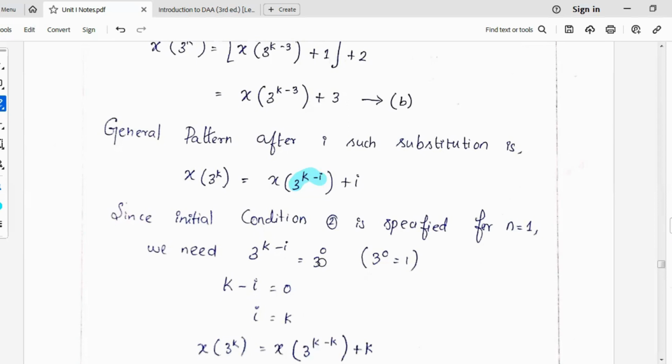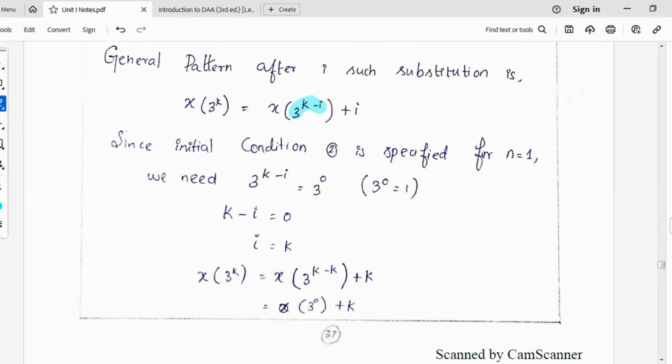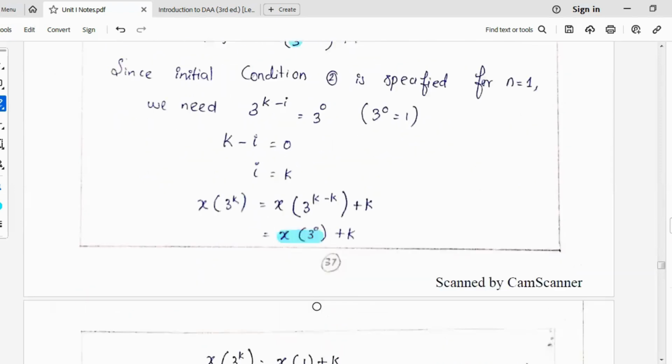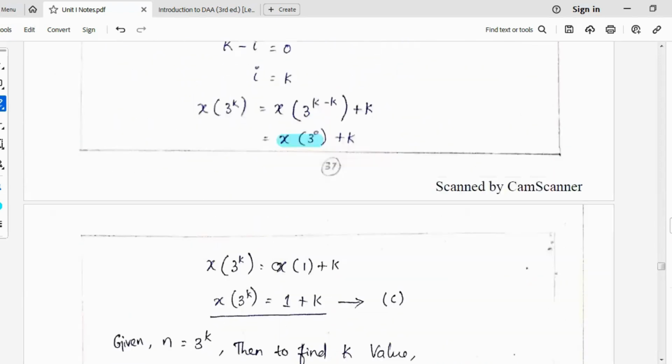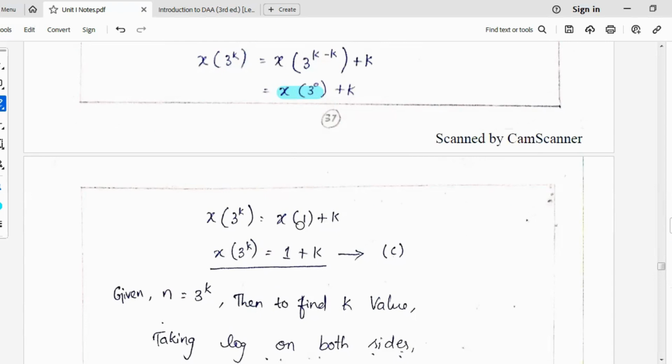So I am comparing this with 3 power 0. So k minus i equal to 0 and the i value will be k. Similar to the previous problem, I can solve this. The x of 1 value is again 1, so by the base condition, I can easily solve the right hand side recurrence. So 1 plus k.